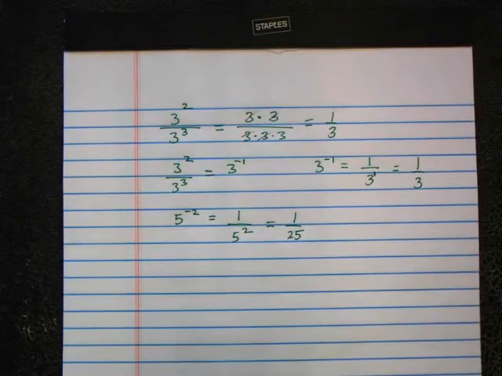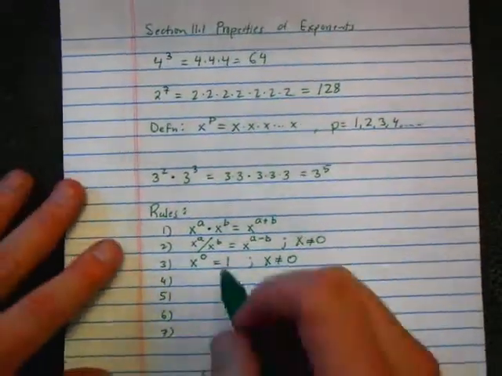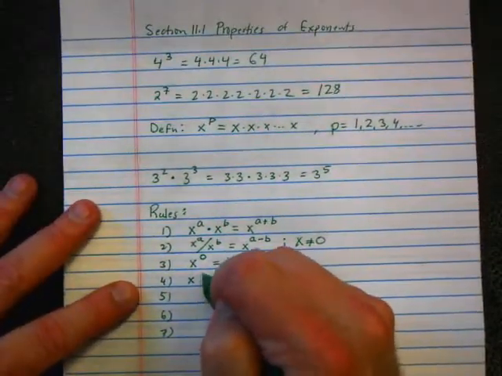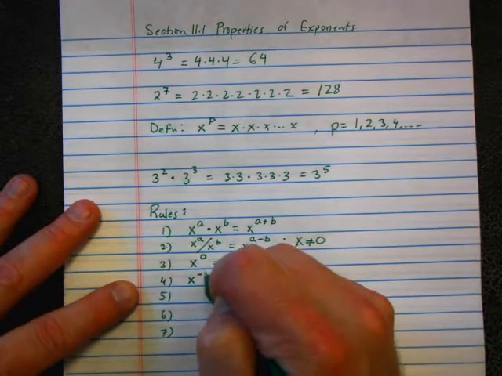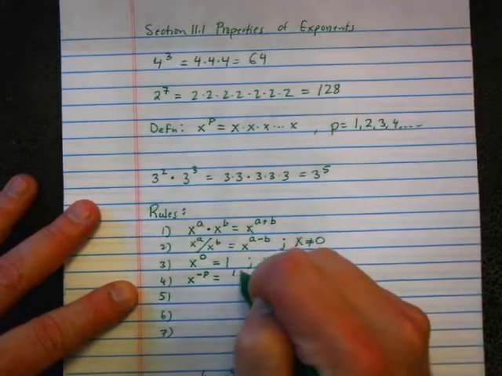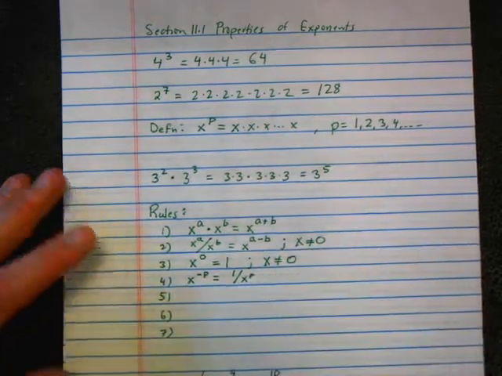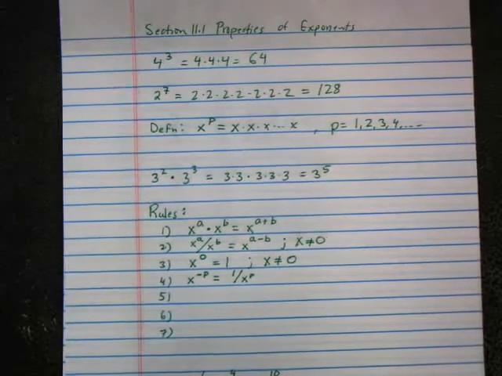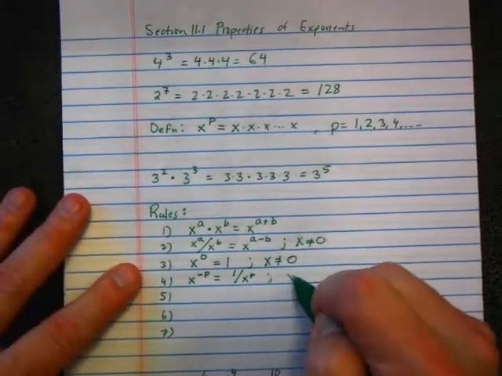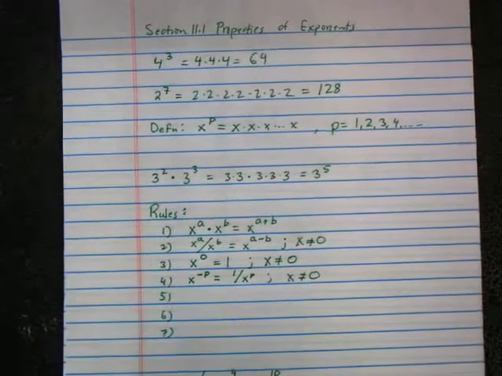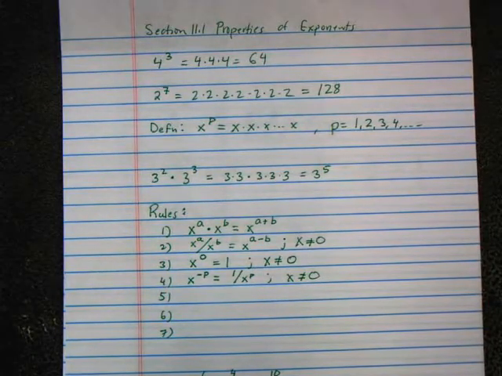All right, so that's rule number 4. If you have x to a negative power, it drops it down to the bottom. And again, like all these other rules, x can't be 0. I can't have 0 down on the bottom.